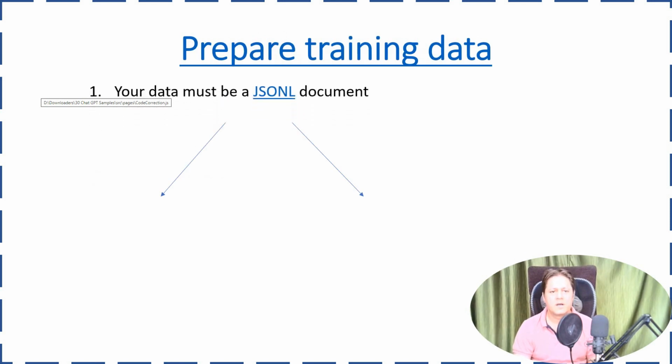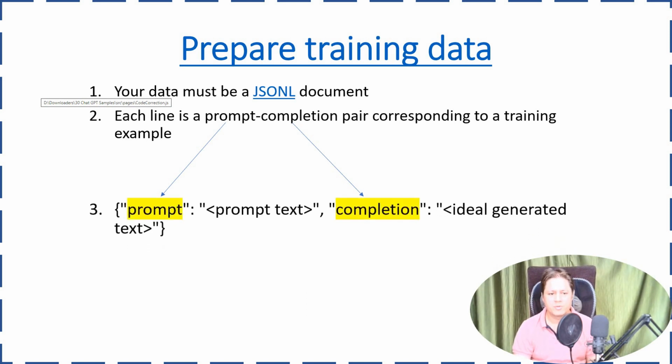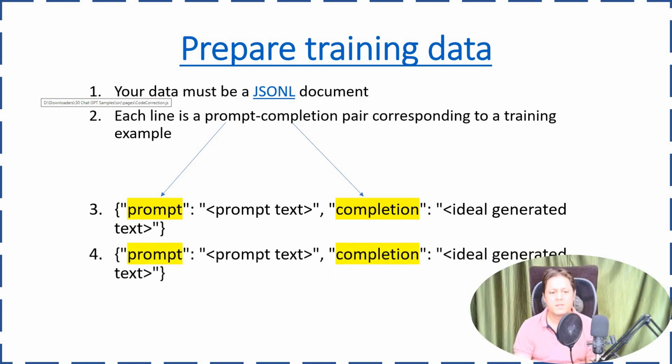What I am saying is your data must be a JSONL document. JSONL, this is the format. I will explain what that is. I am showing you the sample also. Each line is a prompt and completion pair. I am showing here what the prompt is and what the completion is. It is a JSON object having different elements. So prompt and completion pairs must be there in the JSON document.